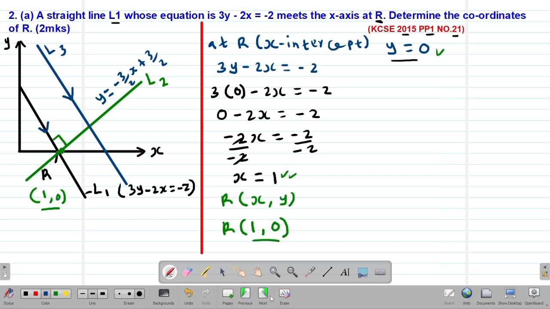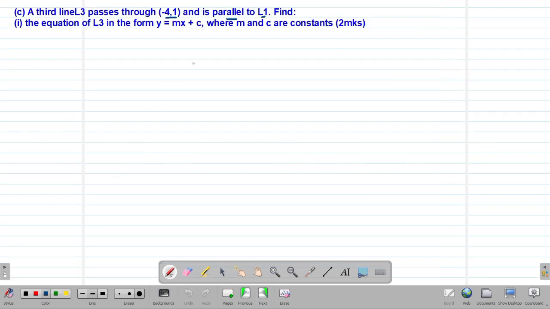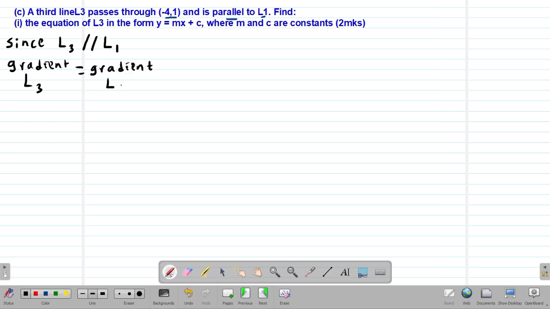We know that for any given pair of parallel lines, you will always have the same gradient. So our first aim is to find the gradient for L1 so that it will be equal to the gradient for L3. Since we are told that L3 is parallel to the line L1, it follows that the gradient for L3 must be equal to the gradient for L1. So parallel lines will always have equal gradients.